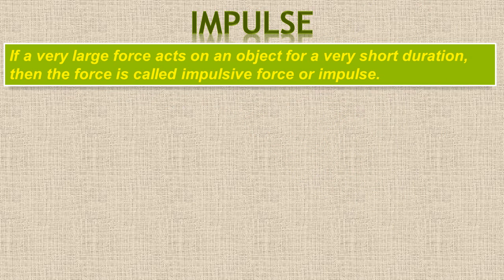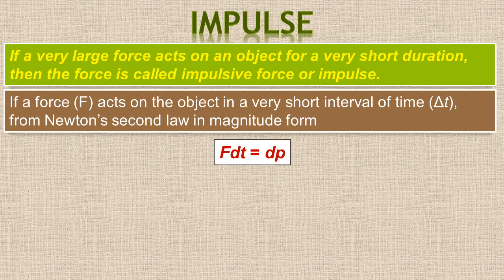Now, let's see what we mean by impulse. If a very large force acts on an object for a very short duration, then the force is called an impulsive force or impulse. If a force F acts on the object for a very short interval of time, del t, then from Newton's second law in magnitude form, it is denoted as F dt is equal to dp.